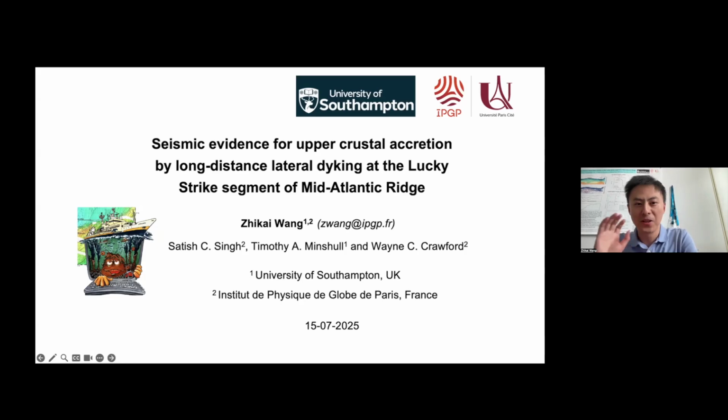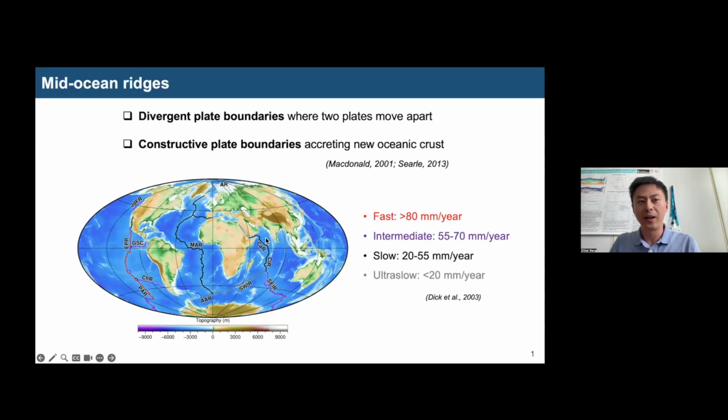So now please imagine yourself changing from the Pacific Ocean to the Atlantic Ocean, which is closer to us. So I'll give a brief introduction to the mid-ocean ridge. We know it's a divergent plate boundary where two plates move apart, and it's also a constructive plate boundary. And this figure here shows the distribution of the global mid-ocean ridge.